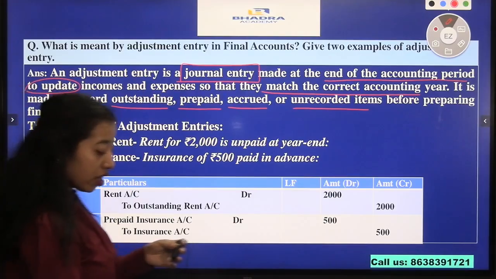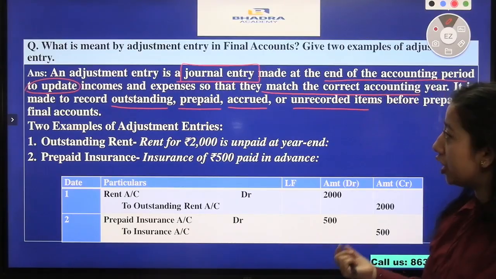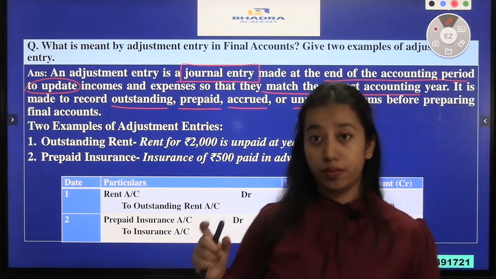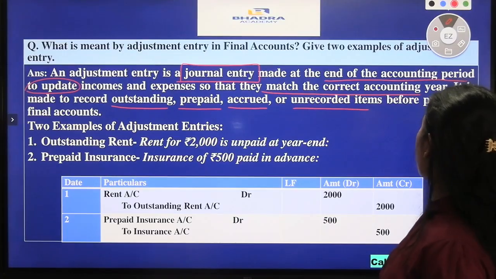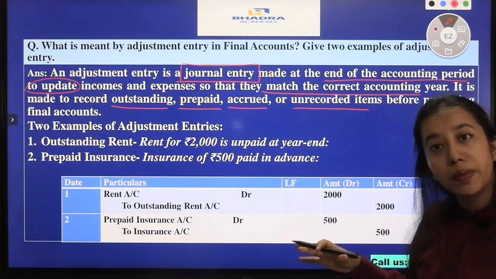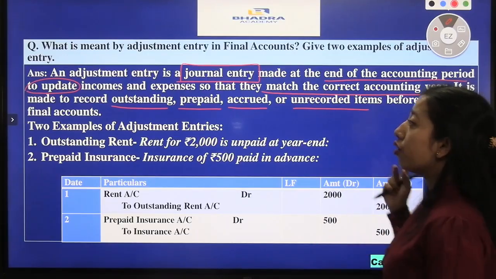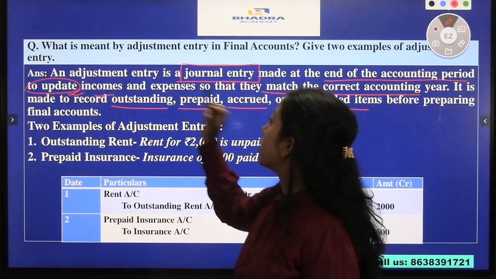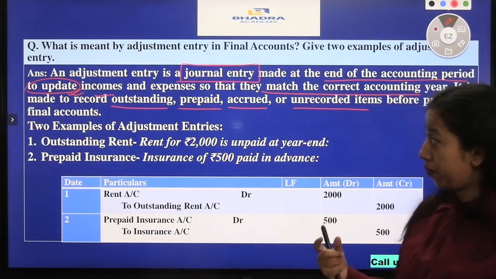So what is an adjustment entry? These are journal entries that are made during the preparation of the final accounts, that is, before the preparation of the final accounts at the end of the accounting period. Why? They are made to update information, that is, to update the incomes and expenses. And what do they update?